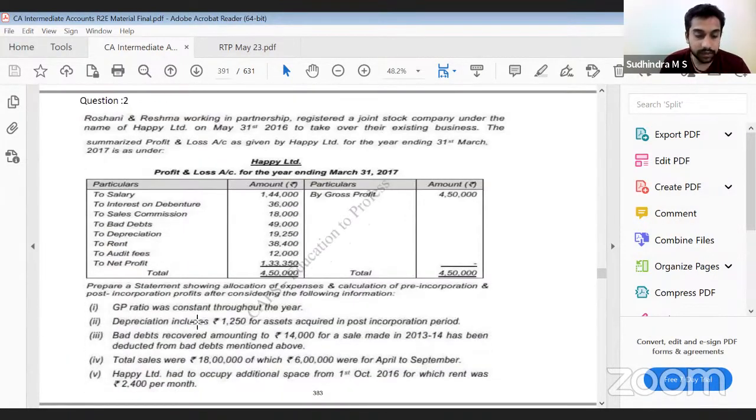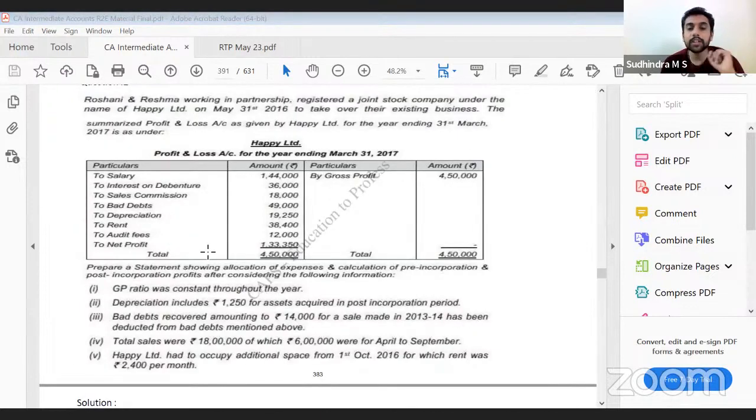Okay, fine. Next question. Question number 2. Roshani and Reshma were working in partnership, registered a joint stock company under the name of Happy Limited on May 31st, 2016 to take over their existing business. Summarize P&L account as given by Happy Limited for the year ended 31st March 2017 as under. They have given us the P&L account. Prepare a statement showing allocation of expenses and calculation of pre-incorporation and post-incorporation profits after considering the following information.